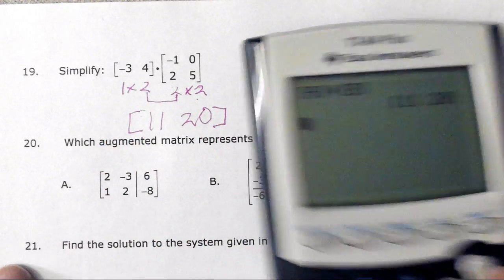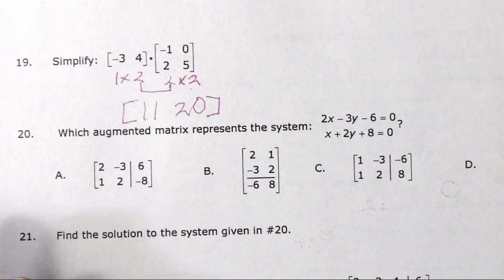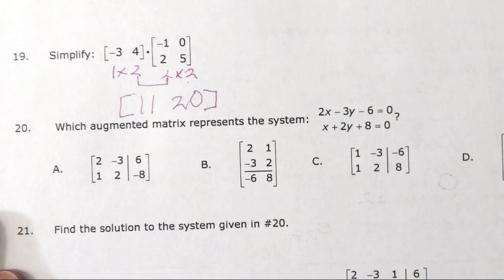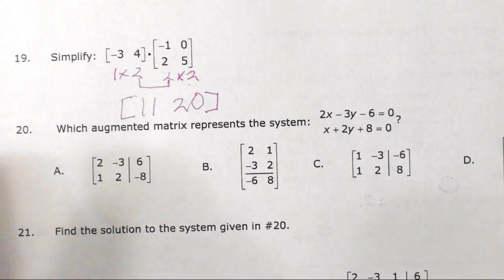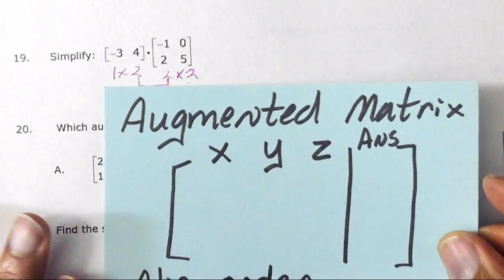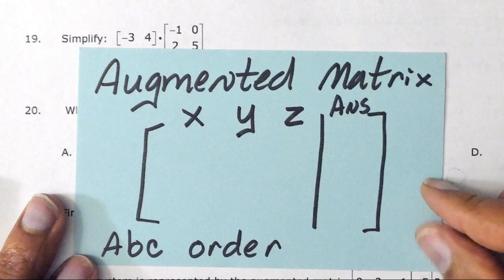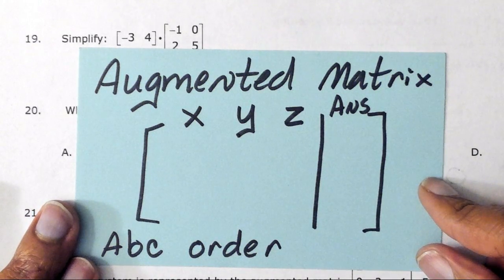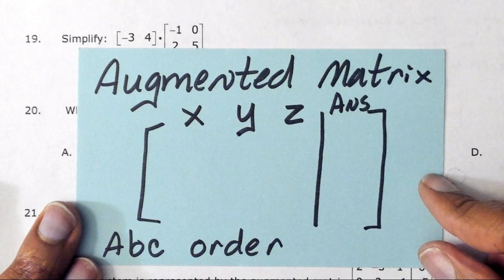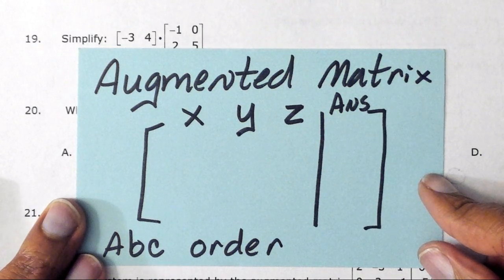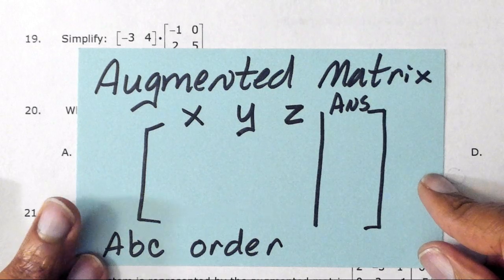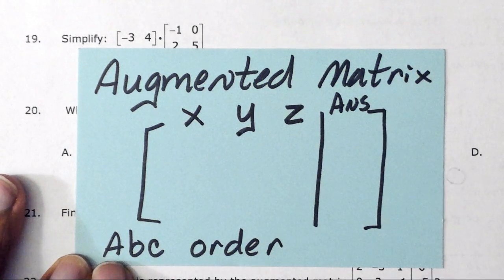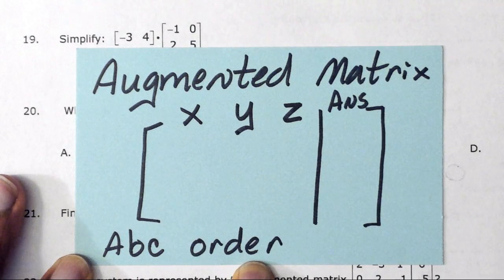Okay? Now, the next part, or the remaining part of this assignment, goes over what is an augmented matrix. We need to review what is an augmented matrix. An augmented matrix is a way for us to be able to take system type equations or word problems and make it in a consolidated form where we only focus on the numbers. When you set up your augmented matrix, order matters. Alphabetical order to be precise.